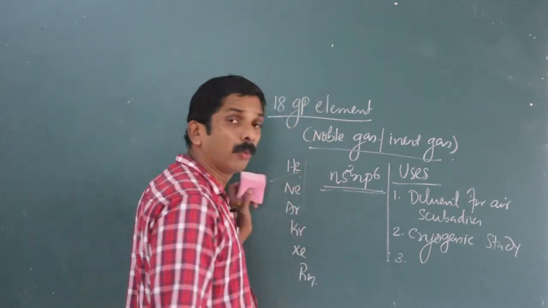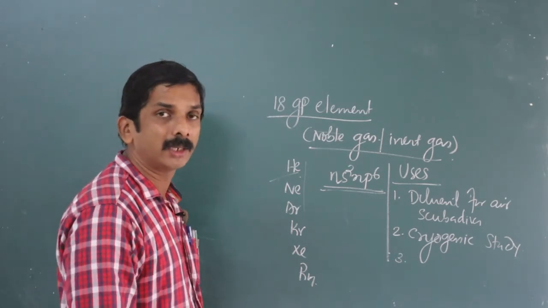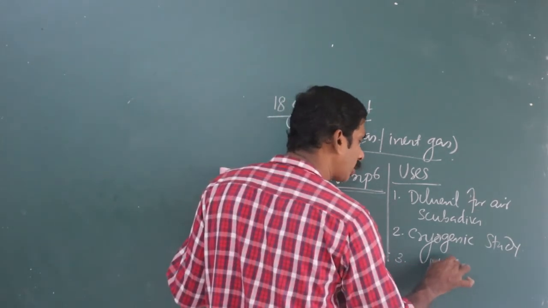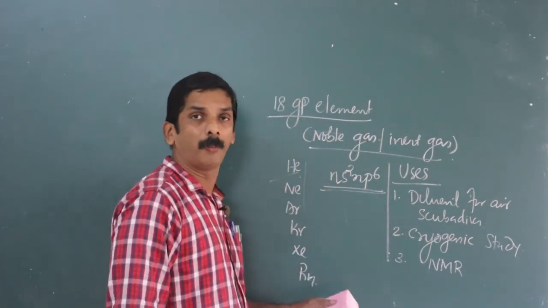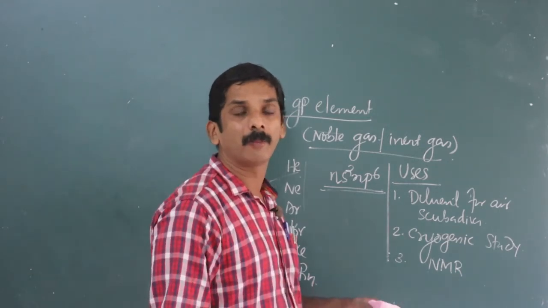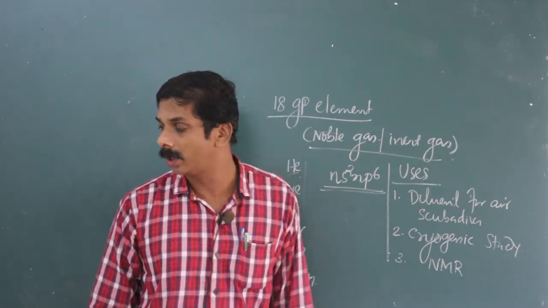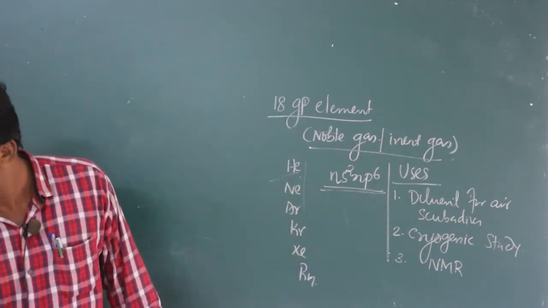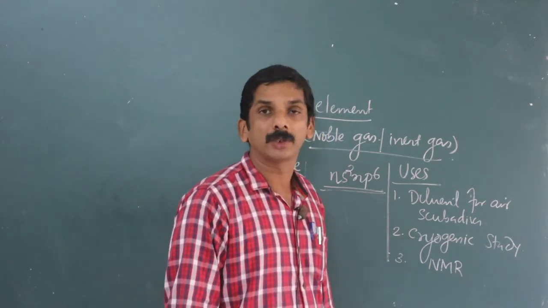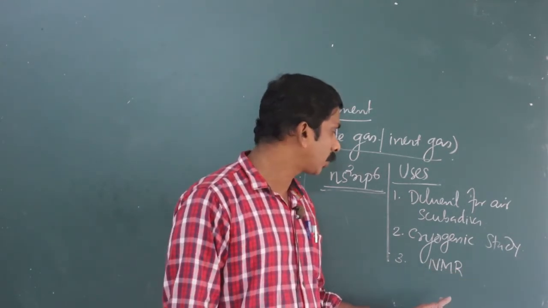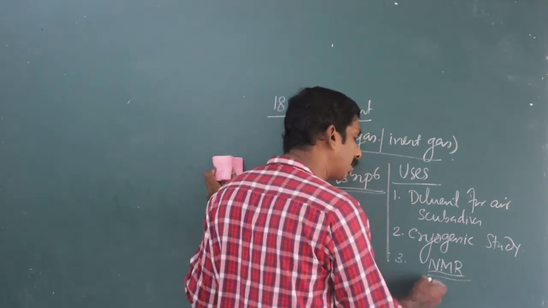Helium is used to produce and sustain superconducting magnets in NMR spectroscopy, nuclear magnetic resonance spectroscopy. Spectroscopy is a branch which is used to elucidate the structure of complex organic molecules, not only organic molecules but also complex compounds. That branch is called spectroscopy: atomic mass spectroscopy, Raman spectroscopy, UV spectroscopy. This one is nuclear magnetic resonance spectroscopy.